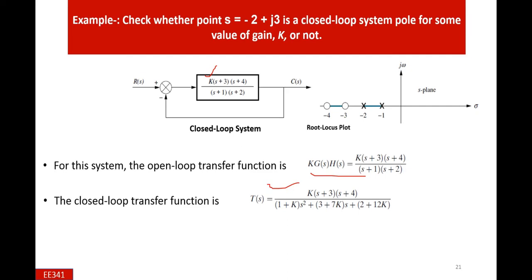Ultimately, maybe in the next lecture, we will solve the same example to find the root locus, because some additional concepts are required which are not covered in this lecture, such as the breakpoint and other related concepts. And here we want to find whether the point s = -2 + j3 lies on the root locus for some value of k or not. So this is the concept, and let's see.